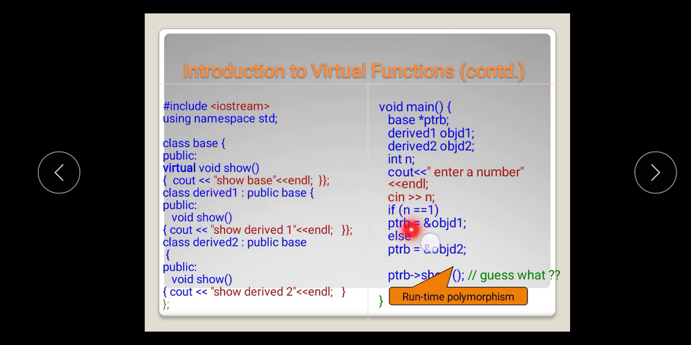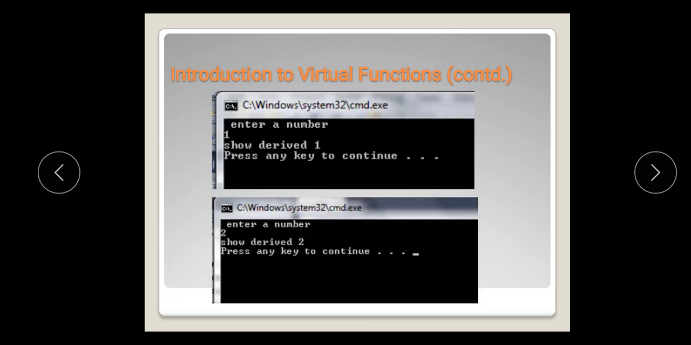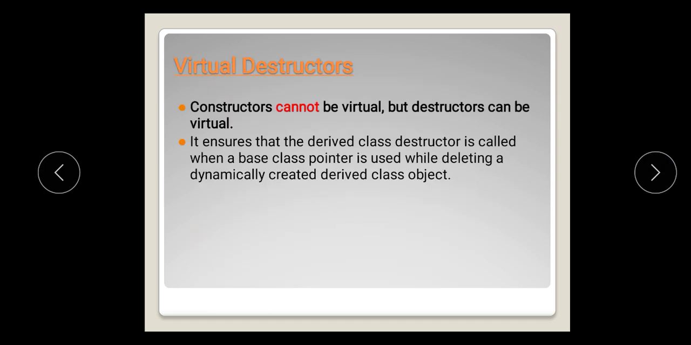When it is 2, or it is not 1, at that time it will execute the show function of the derived 2. In this way we can implement runtime polymorphism. Here is the output. If the user enters 1, then it will show derived 1. If the user enters 2, it will show derived 2. That means it executes the show function of the derived 2 class.